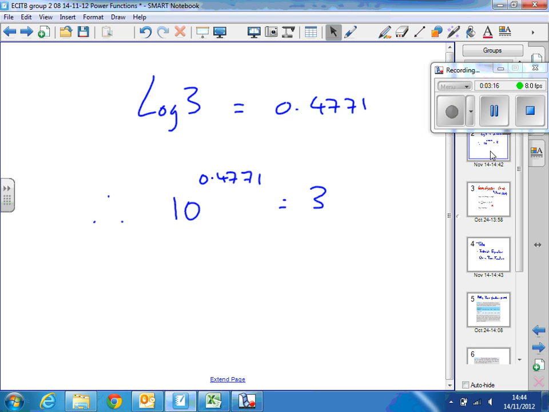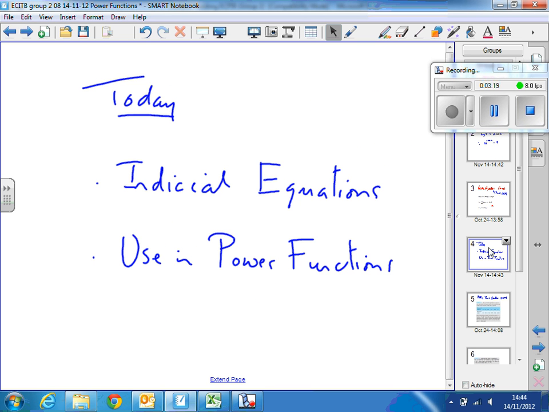So as well as using them to solve indicial equations, we use them in these power functions. Really, the power functions work that you're going to do on this comes into Unit 28, which you're doing in Semester 2. But because this falls naturally in this place, I'm going to do it now. So what we're going to do is some of the work towards Unit 28 at this point. So that means that when we get to it in Unit 28 next semester, we won't have to worry about it. So that's the aim for today.